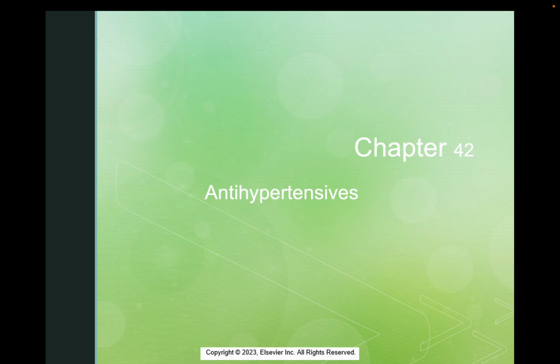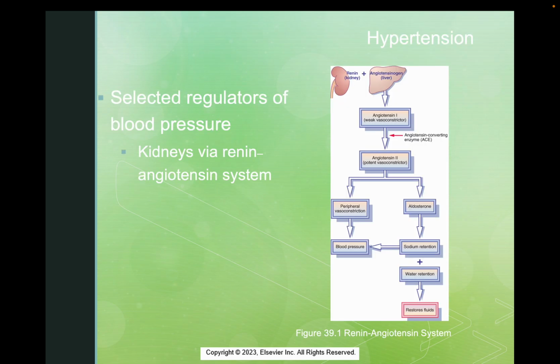5% of hypertension cases are related to renal and endocrine disorders. If the reason you have hypertension is related to another disorder, that is classified as secondary hypertension.